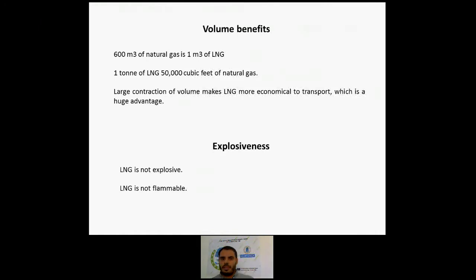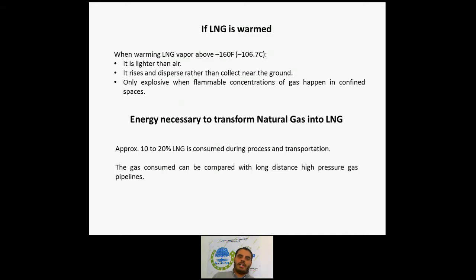And the next question could be, is LNG explosive? Answering that question, LNG is not at all explosive or flammable in its liquid state. That's a very important point. And next, what happens when LNG is warmed? That's very important. As LNG vapor warms above minus 160 Fahrenheit, that is minus 106.7 degrees Celsius, it becomes lighter than air and it will rise and disperse rather than collect near the ground. However, it is not explosive unless flammable concentrations of gas occur in enclosed or otherwise confined space.